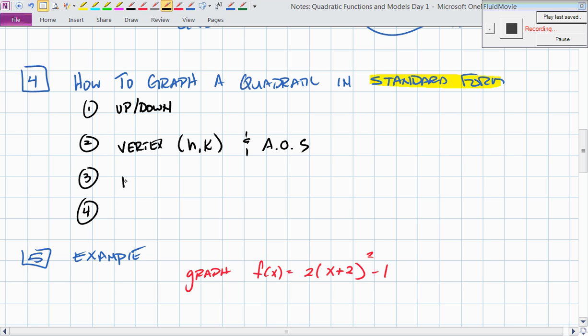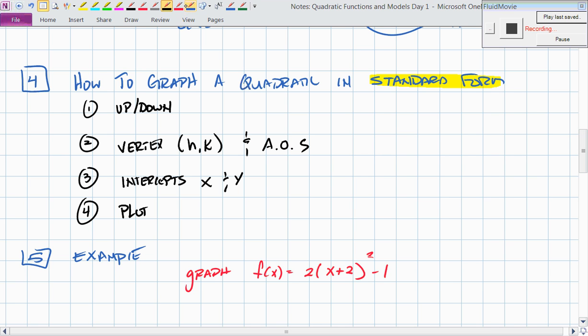Then we want to get the intercepts. Now, this might be something new, so I want to make sure I cover that for you. We're going to want both x and y intercepts, and lastly, we're going to plot some points. So graph paper is very, very useful in this particular case.